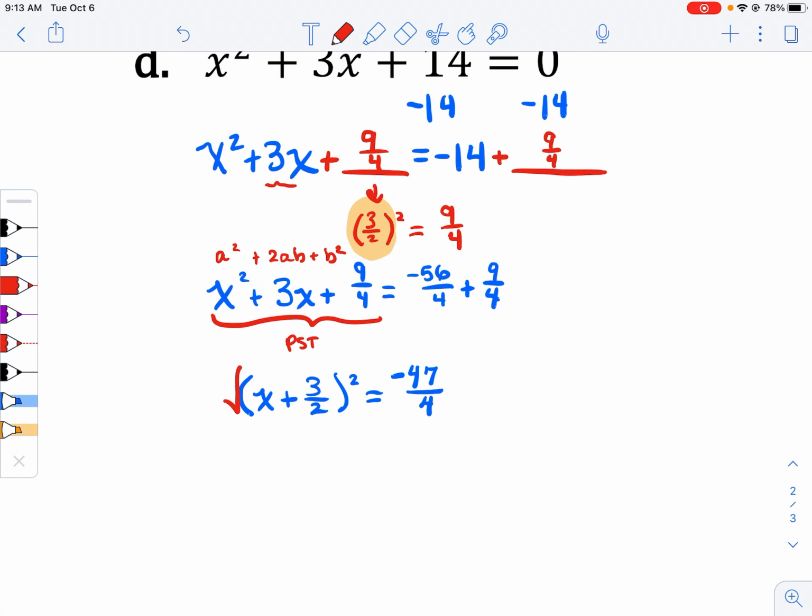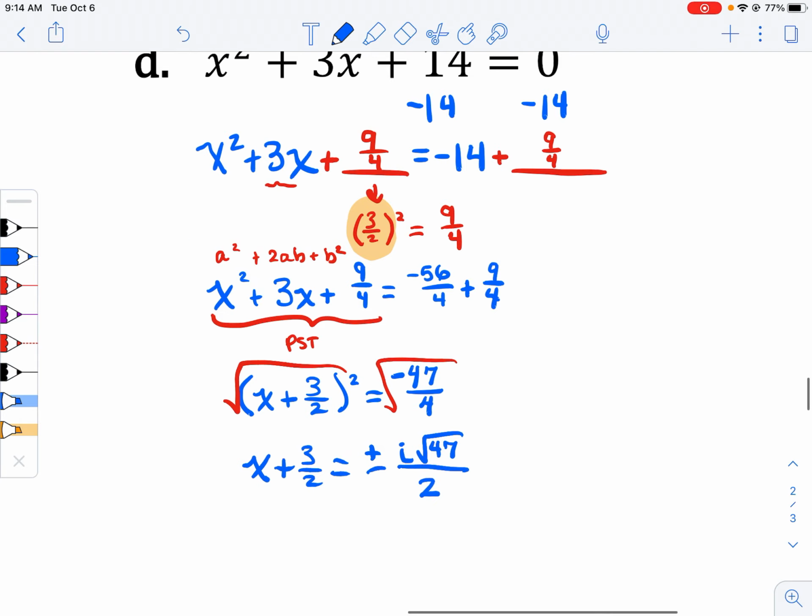So now when I take the square root of both sides, I have x plus 3 over 2 equals plus or minus, and then we can clean this up. We can split this into the square root of -47 over the square root of 4. Square root of -47, I'm just going to go ahead and pull out an i. And then 47 is prime, so there's no simplification I can do. And then it's going to be all over 2 because the square root of 4 is 2.